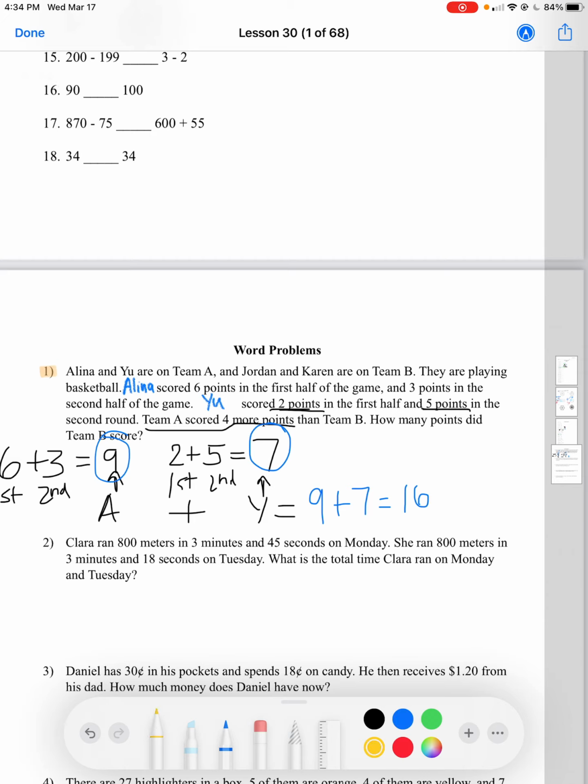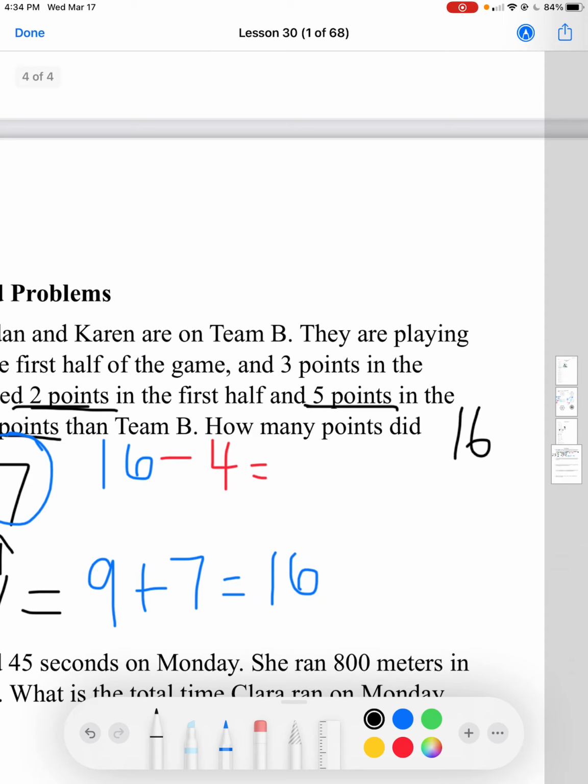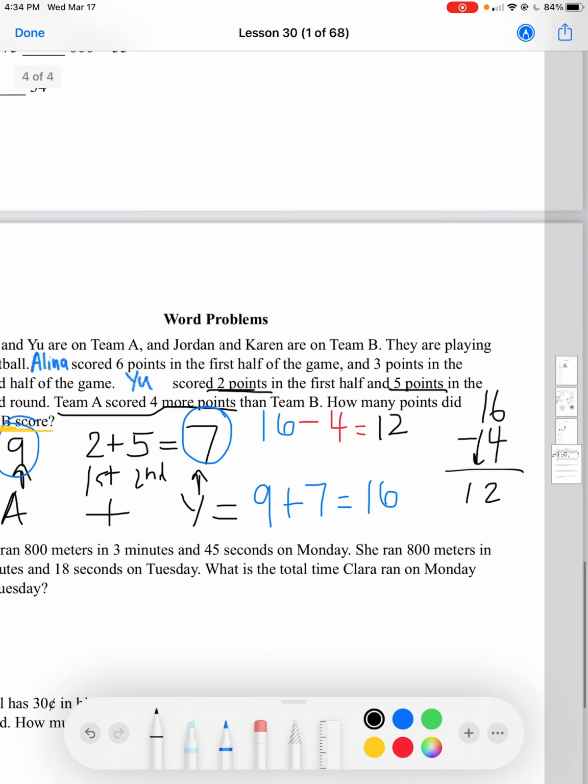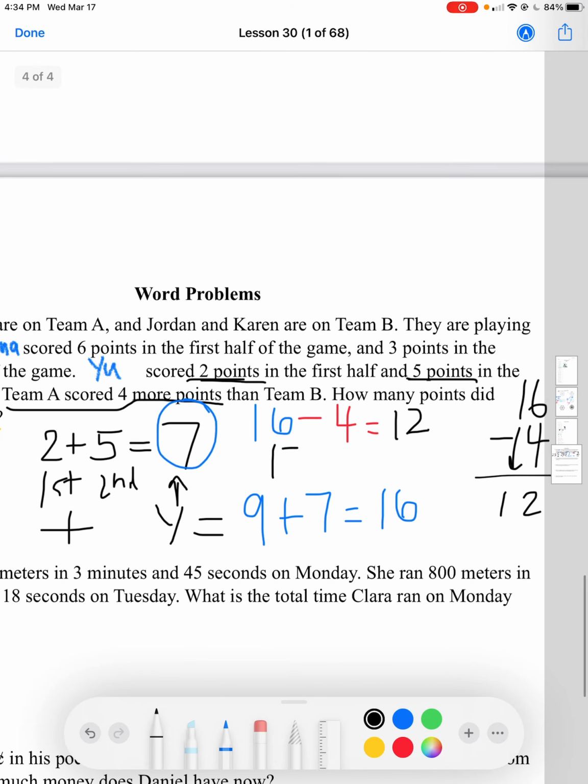The question is asking for how many points team B scored. And it says team A scored 4 more points than team B. So that means we're going to have to subtract that 4 points to get to team B. So let's get team A first, 16, and subtract the 4 points. 6 minus 4 equals 2. Bring down the 1, 12. So team B scored 12 points.